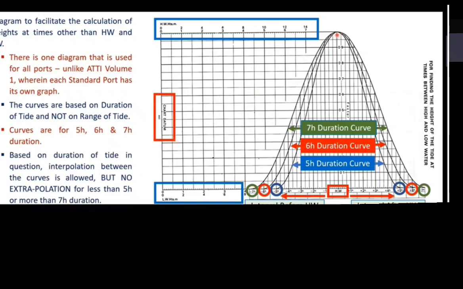Needless to repeat again, this side of the curve is obviously before high water, and this side of the curve is after high water. So have a good look at this diagram beta, read these points in your mind. Let me know any doubt coming anywhere.